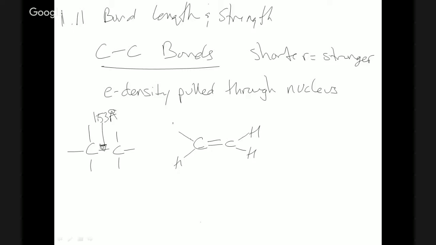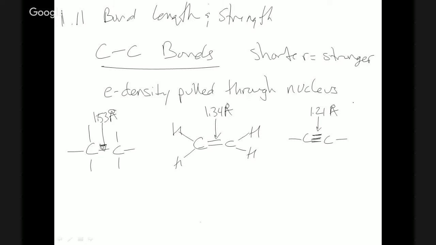Doesn't really matter what's attached, but this distance, and again, we have a sigma bond and a pi bond, but overall it's one thing, okay? The distance of that is 1.34 angstroms. It's shorter, okay? And finally, we have a triple bond. And this distance is 1.21 angstroms. Again, shorter. Okay, so shorter equals stronger.